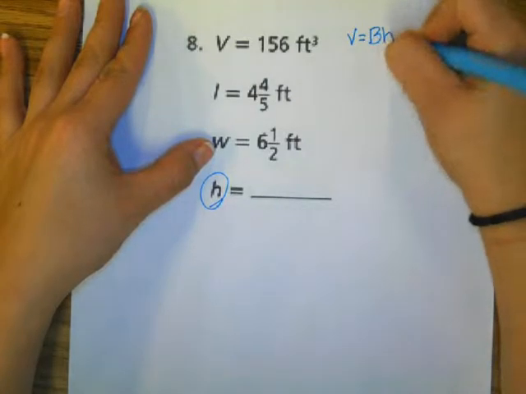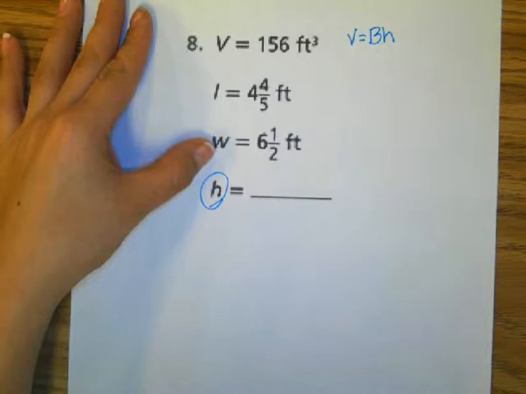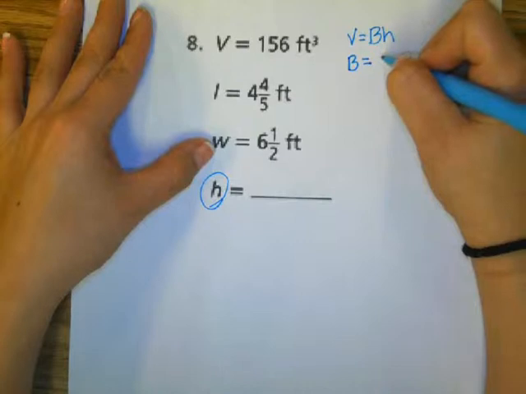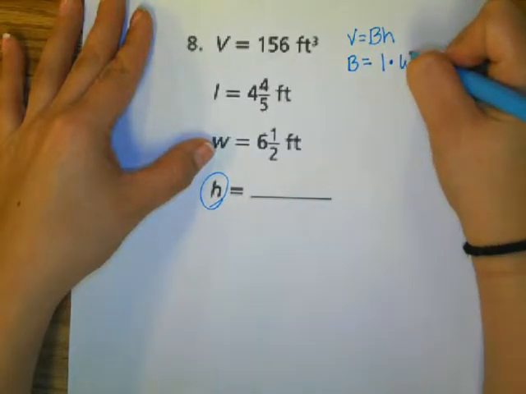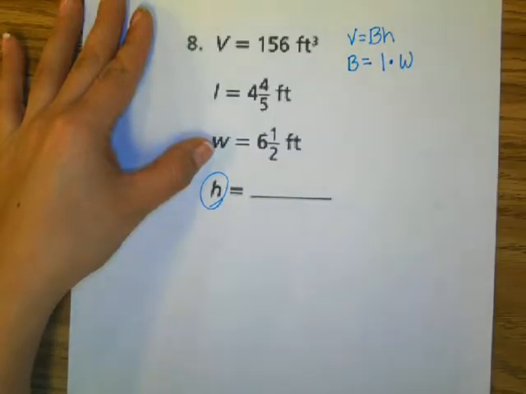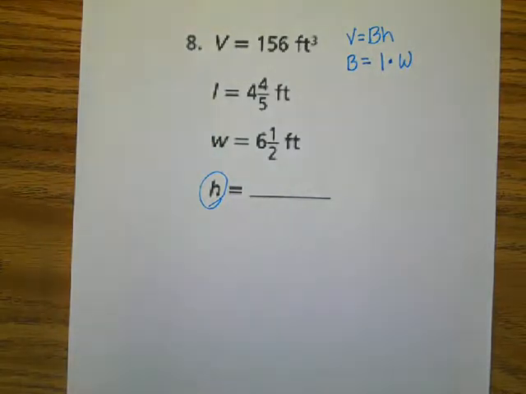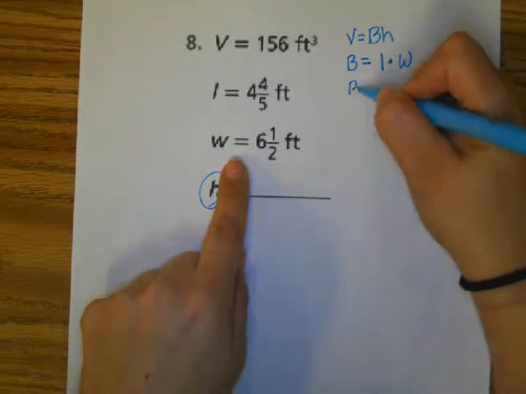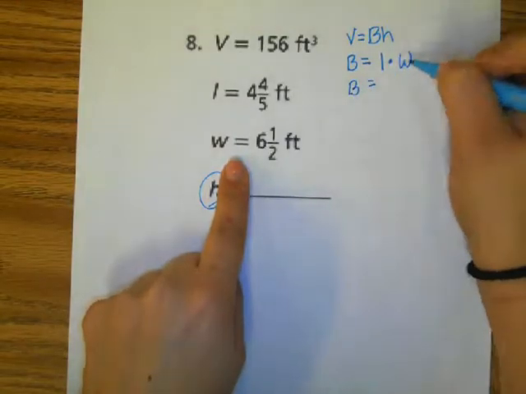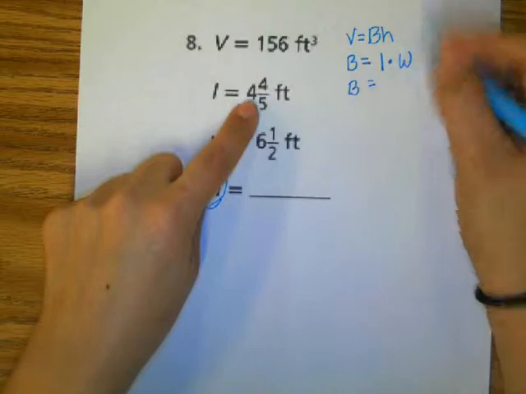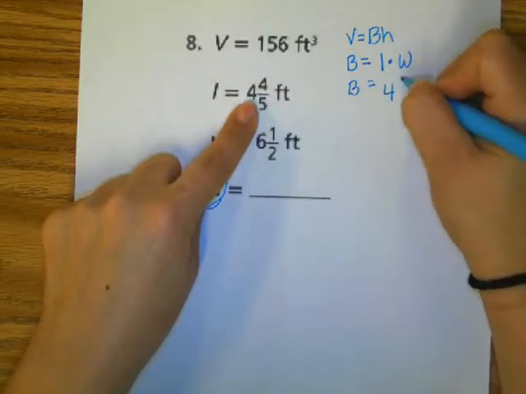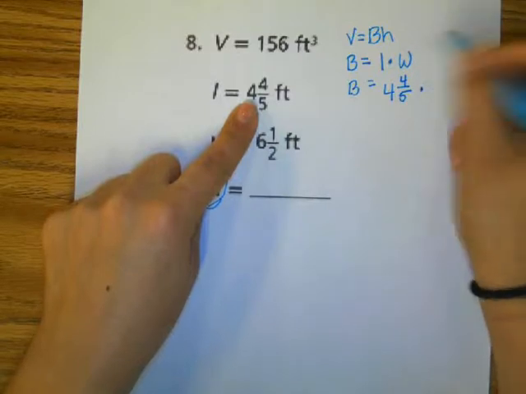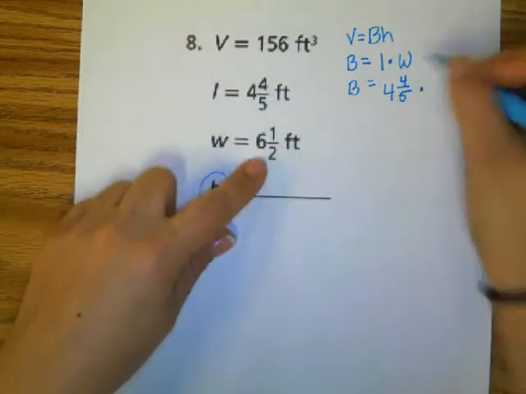So now I'm going to fill in my numbers. I know the length is 4 4/5 times, I know my width is 6 1/2. So I need to multiply two mixed numbers. What do I have to do in order to do that? What do I have to do? Jackson Kennedy. Yes. So right underneath, I'm going to do that.